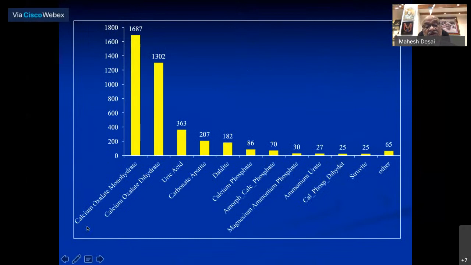And here is an analysis of the stone, structural analysis. Calcium oxalate monohydrate was the maximum, followed by dihydrate, uric acid, carbonate, and apatite, and all types of stone in lesser amounts were present. But calcium oxalate stone was the maximum in our series.